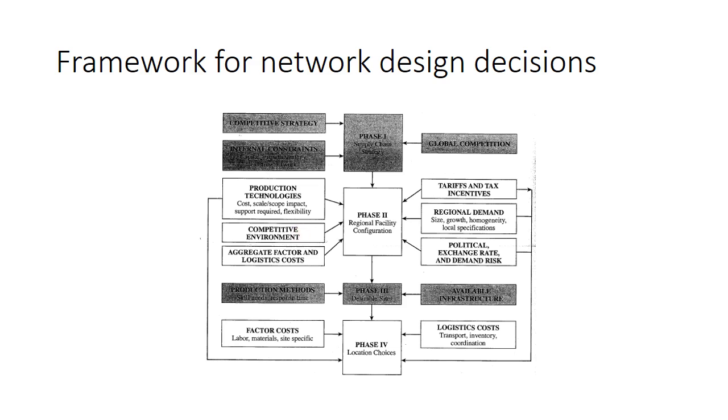The comparative environment is also an input: the aggregate factors and logistic cost. Aggregate means the compilation, the totality of factors, and the logistic cost. This is also an input of the regional facility configuration. Another one is tariffs and tax incentive, which are the macro factors we just studied before. So this is the input of phase 2: regional demand, size, growth, homogeneity, local specification.